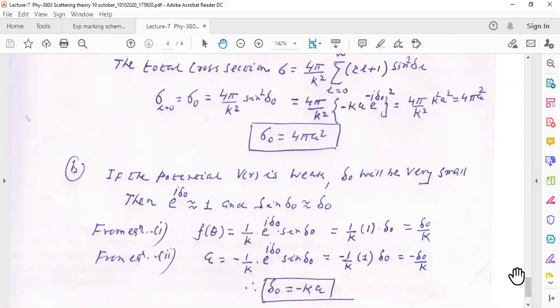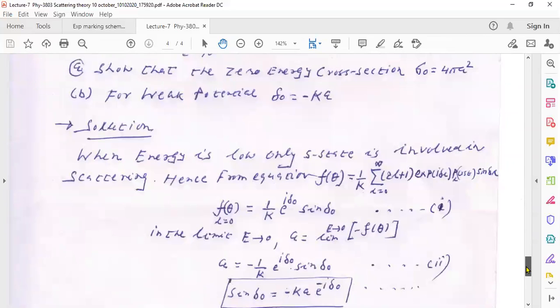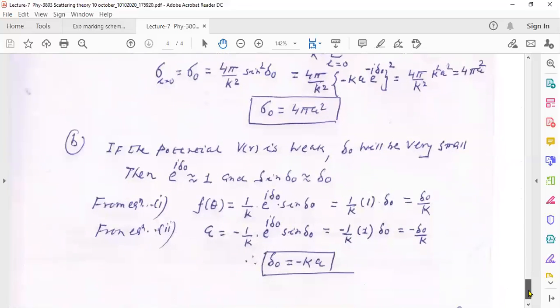And equation number 2 is here. A is equal to minus 1 upon k, e to the power of I delta 0 sine delta 0. So e to the power of I delta 0 is 1 and sine delta 0 is delta 0. So it is delta 0 over k with a minus sign. So A will be delta 0 over k with a minus sign.